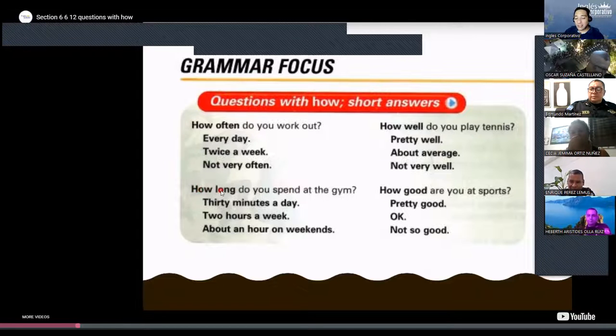How long, cuánto tiempo. How good, ¿qué tan bueno? Excellent. How good are you at sports? ¿Qué tan bueno eres para el deporte tú? Perfect. Excellent.